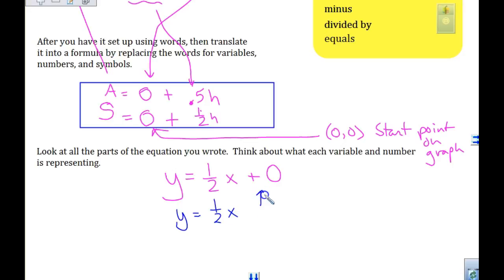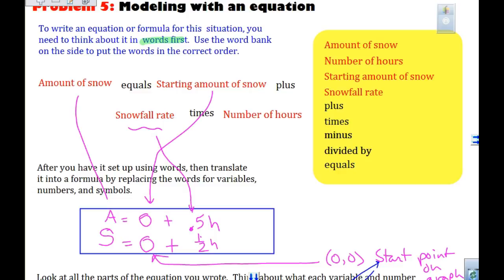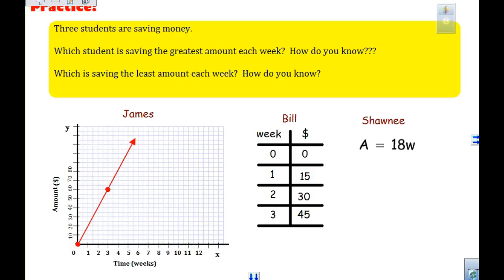Are these two the same equations? They're exactly the same, right? This one has a start point of 0. This one also has a start point of 0. They just don't have the 0 here. And what's going to be nice is that the 1/2 or 0.5 is our rate of change. I can always take that times my hours in our table. We talked about that: 1 times 1/2, 2 times 1/2 gives us all of those numbers. So we want to take a look at this next situation before we get to your workbook.